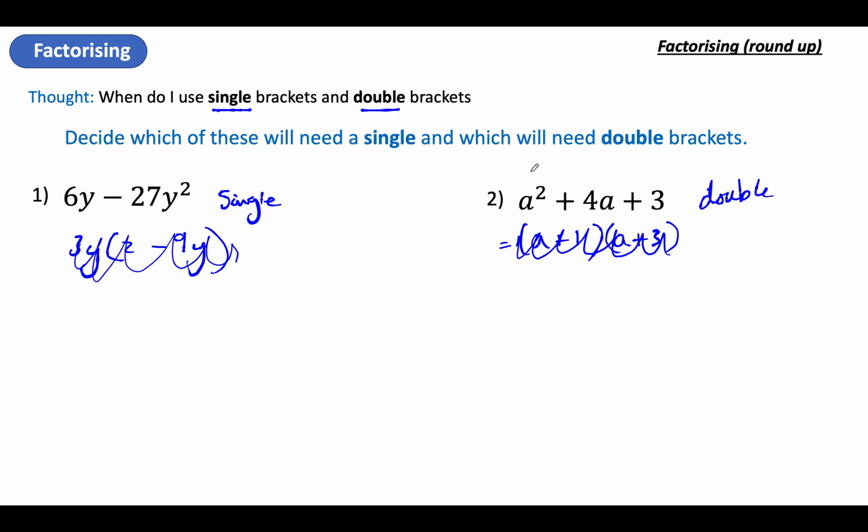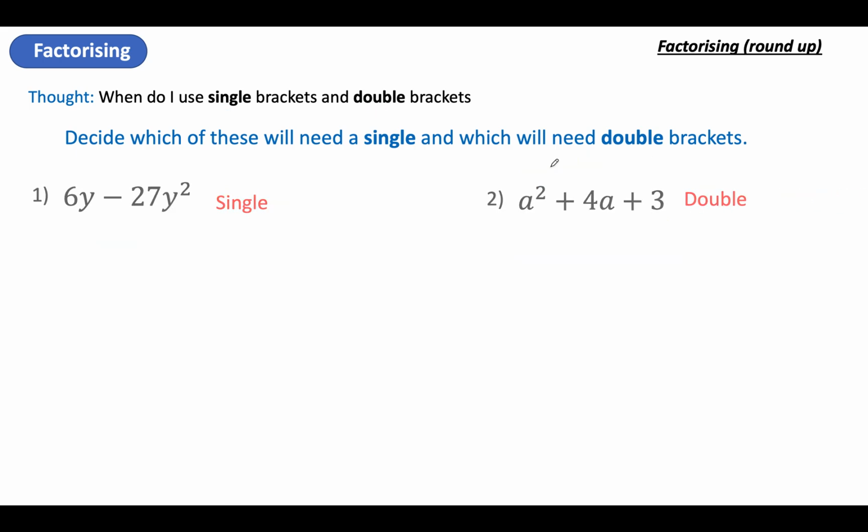And the double ones are characteristic of like a letter squared plus or minus a certain amount of another letter, plus or minus another number on the end. Okay, those are the sort of double brackets ones. That would be single, that would be double. Right, yeah, fine.